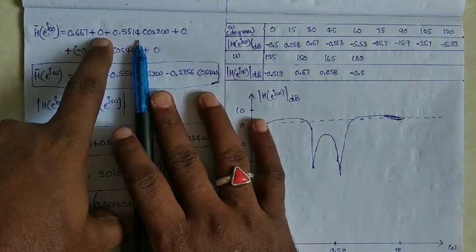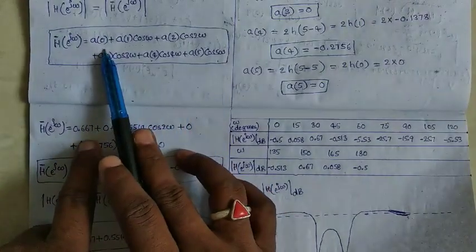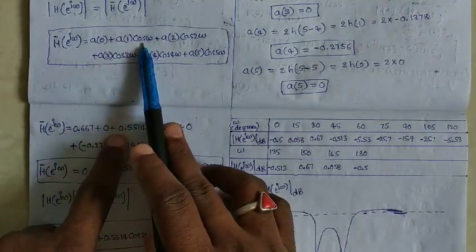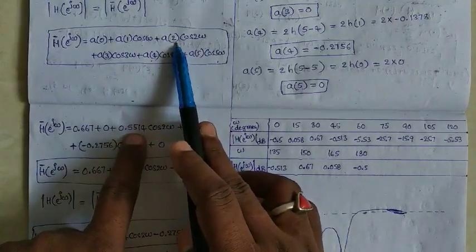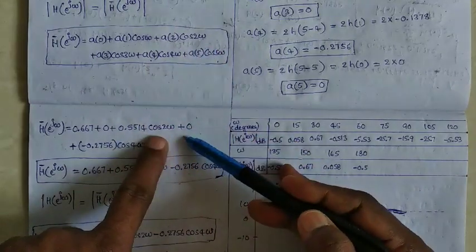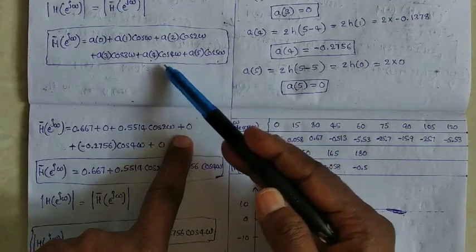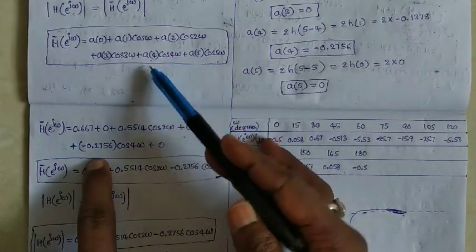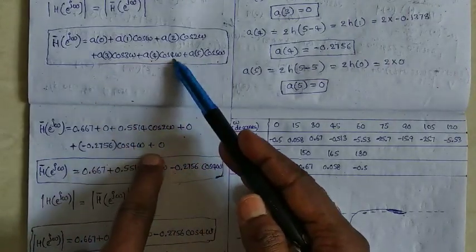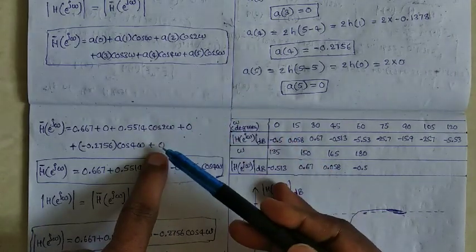0 into cos omega is 0. Here we are substituting. A of 0 value is 0.667. A of 1 value is 0, 0 into cos omega is 0. Plus A of 2 value is 0.5514 into cos 2 omega. Plus A of 3 value is 0, 0 into cos 3 omega is 0. Plus A of 4 value is minus 0.2756 into cos 4 omega. Plus A of 5 is 0 into cos 5 omega, which is 0.